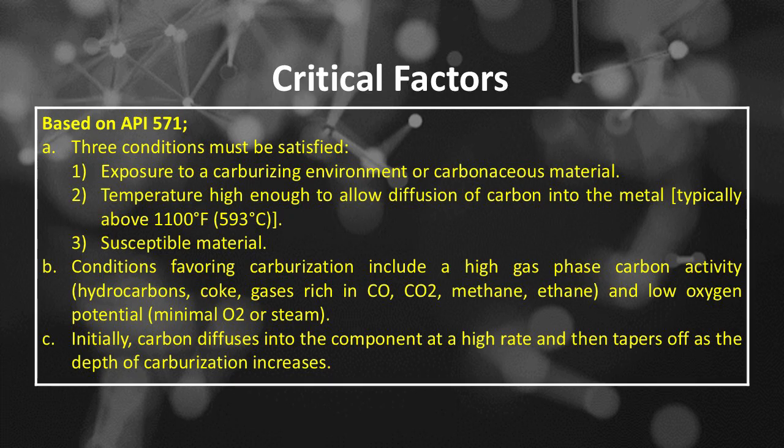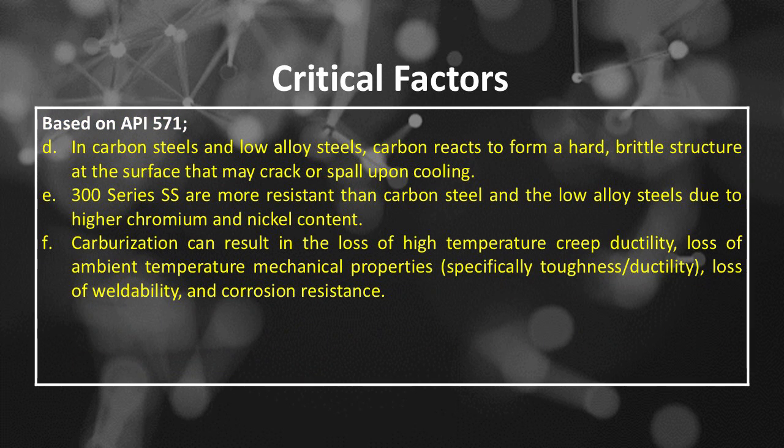Number B, conditions favoring carburization include a high gas phase carbon activity, such as hydrocarbons, coke, and gases rich in CO, CO2, methane, and ethane, and low oxygen potential, with minimal O2 or steam. Number C, initially, carbon diffuses into the component at a high rate and then tapers off as the depth of carburization increases. Number D, in carbon steels and low alloy steels, carbon reacts to form a hard, brittle structure at the surface that may crack or spall upon cooling.